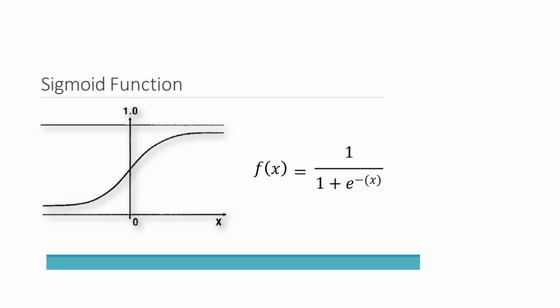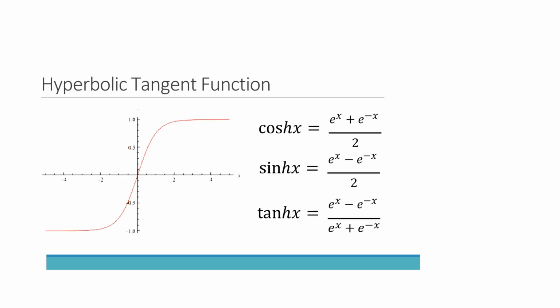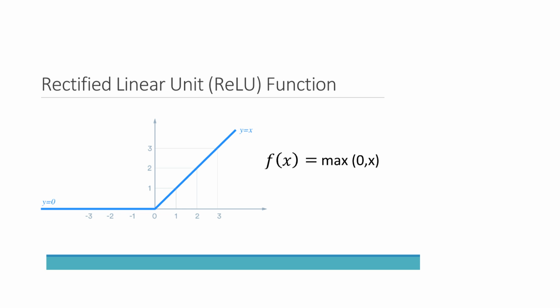The sigmoid function is a smooth, S-shaped curve often used to introduce non-linearity into the network, scaling the output between 0 and 1. The hyperbolic tangent function, or tanh, is similar to sigmoid but outputs values between -1 and 1. The rectified linear unit, or ReLU function, outputs x if x is positive and 0 otherwise. This makes it computationally efficient.